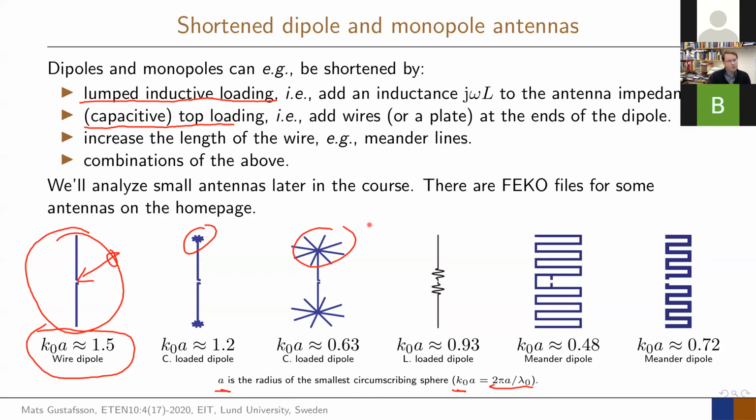A half wave dipole is 1.5. By adding this loading here, I went down to 1.2. Adding even more, I went down to 0.63, which is more than a factor of 2 at least. So I can shrink it in some ways. Some of the loading here gives 0.93 in this case. And then we do another version of this, which is called meander lines. Here you can see the first one actually went down to 0.48, which is a factor of 3. And now we're talking, now it gets a little bit more interesting. A factor of 3 is not too bad.